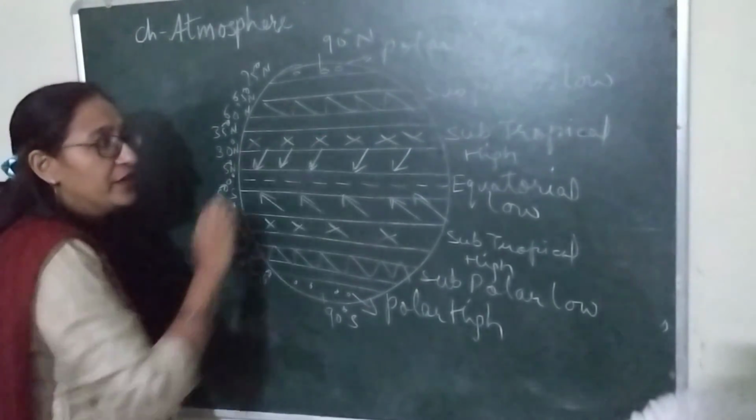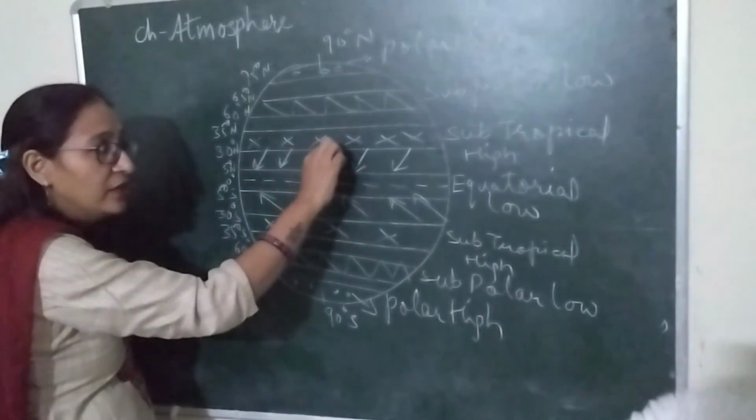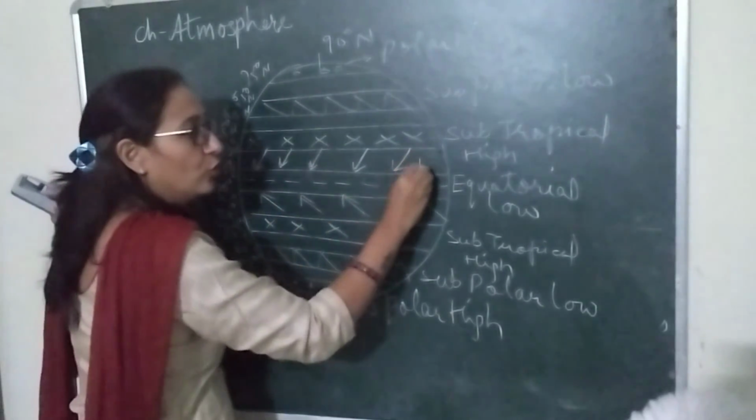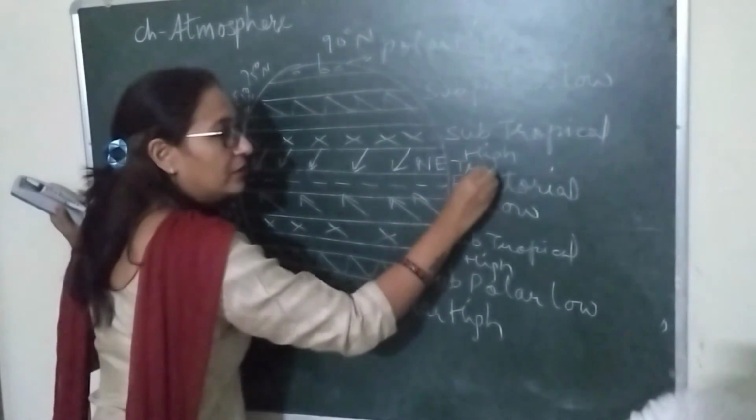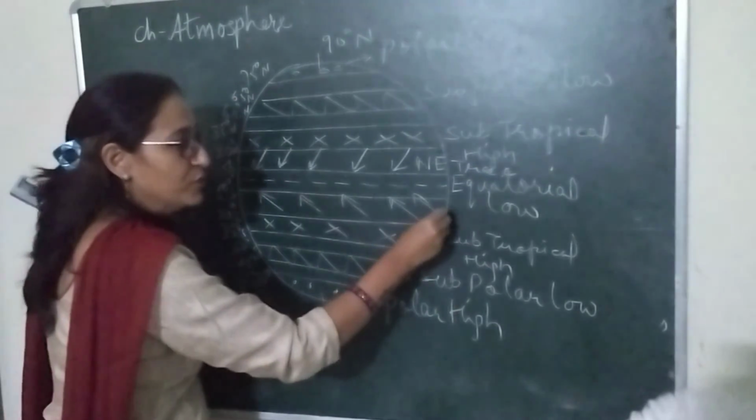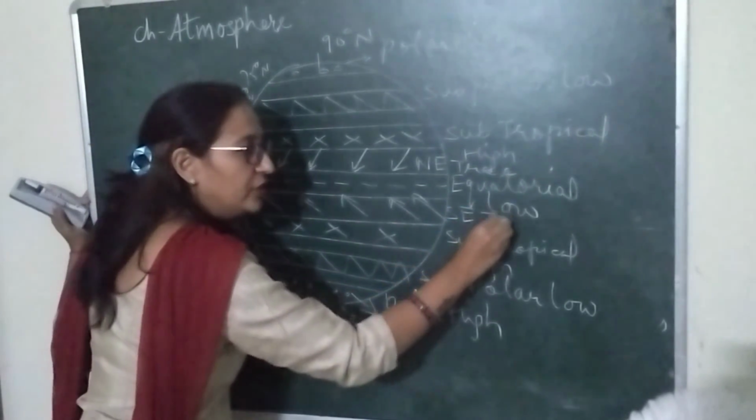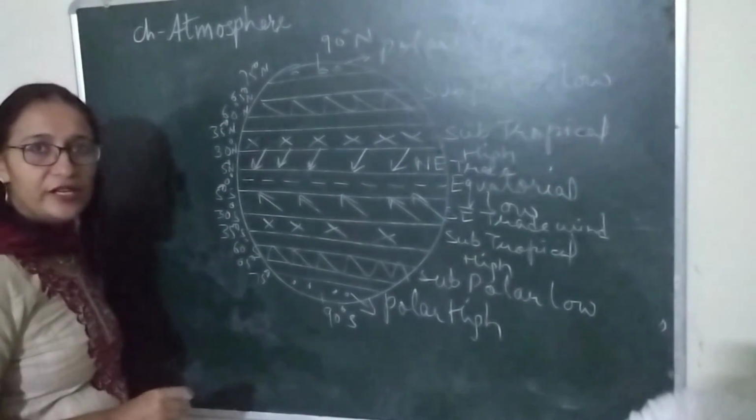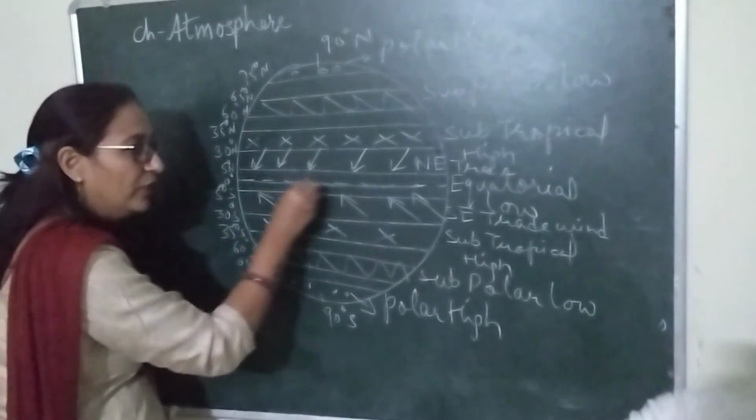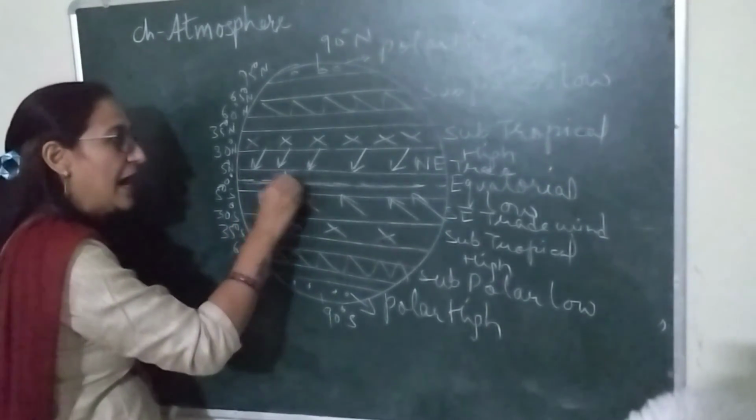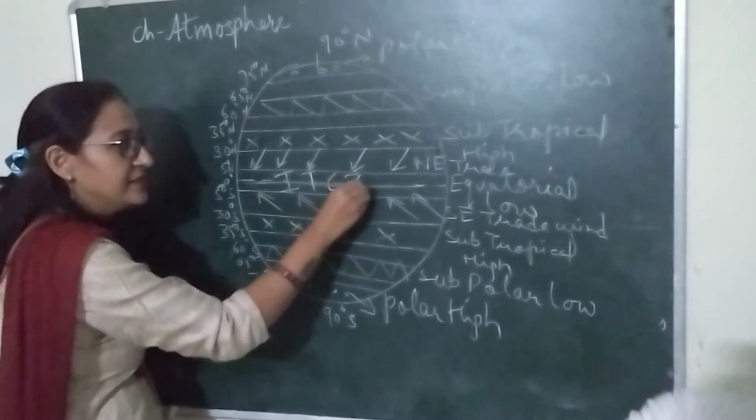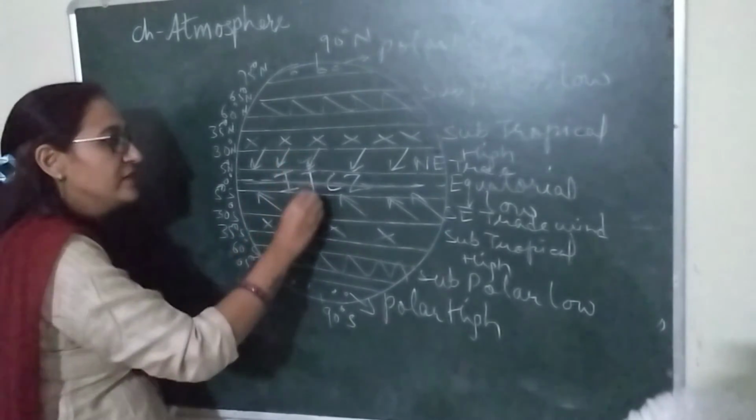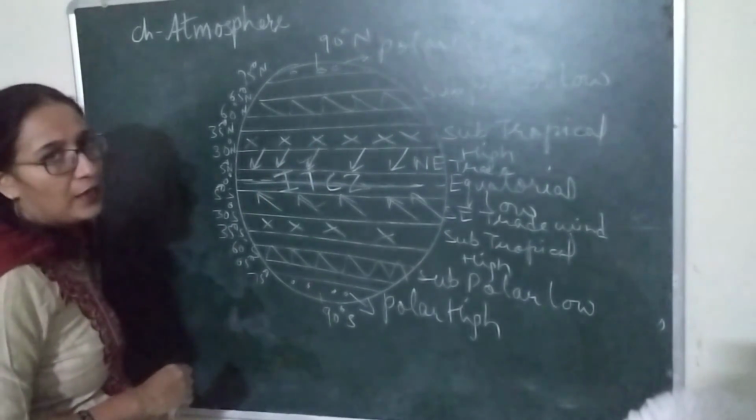And the trade wind that blows in the northern hemisphere, meaning in this part, is called northeast trade wind, and in the southern hemisphere these trade winds are called southeast trade wind. Northeast and southeast trade wind meet at the equator, and this part is called ITCZ, intertropical convergence zone, where two winds meet, northeast and southeast trade wind.